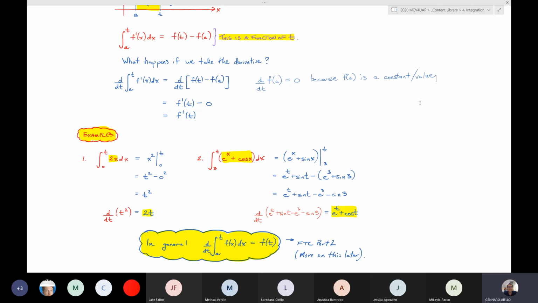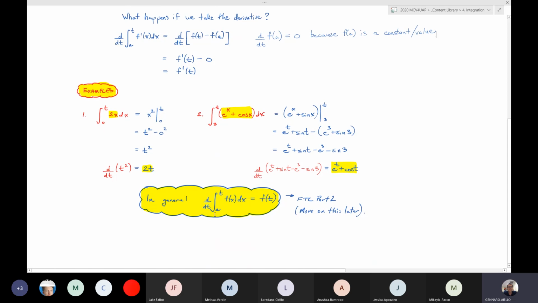Now I need to take the derivative of that. The derivative of e to the t is e to the t. The derivative of sine t is cos t. The derivative of e cubed is 0, and the derivative of sine of 3 is 0. Okay, because e cubed is just a number, and the sine of 3 is just a number, a value. When I take the derivative of a constant or a value, it's 0. So what happens again, I get that the answer is the exact same as the integrand I started with, evaluated at that upper limit t.